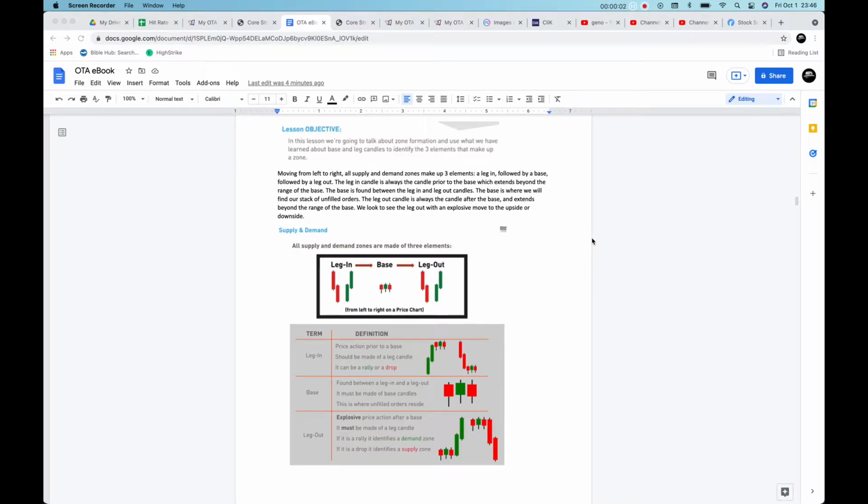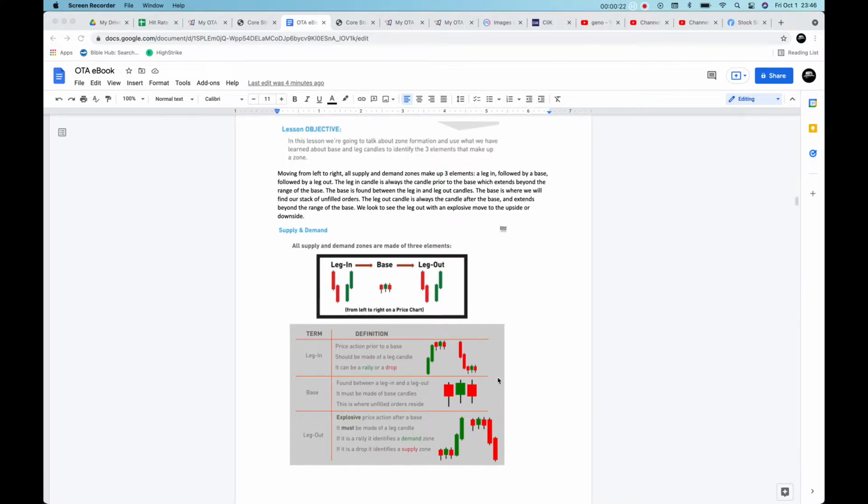Okay, in this lesson, we're going to talk about zone formation and use what we have learned about base and leg candles in order to identify the three elements that make up a zone. So, moving from left to right, you can look at a couple of these examples here.